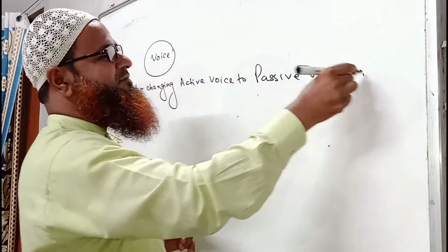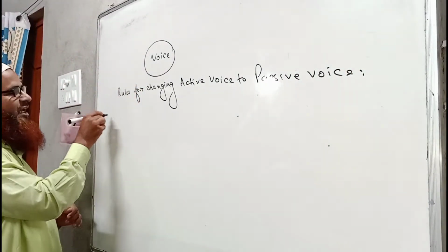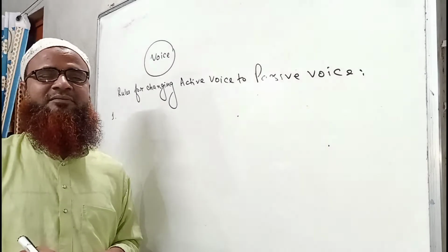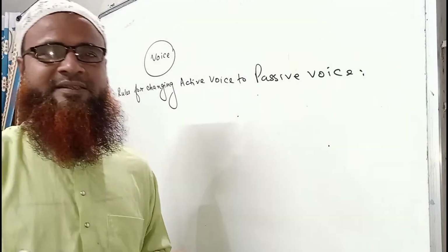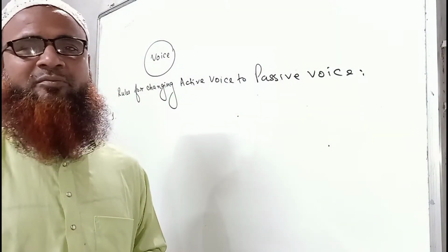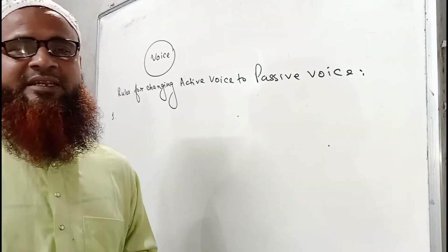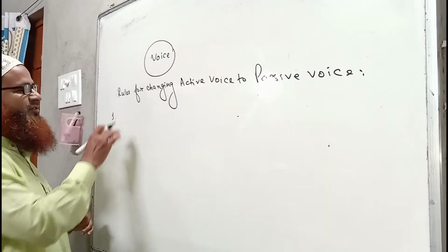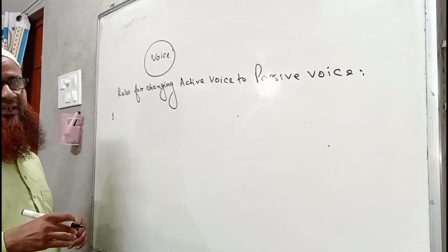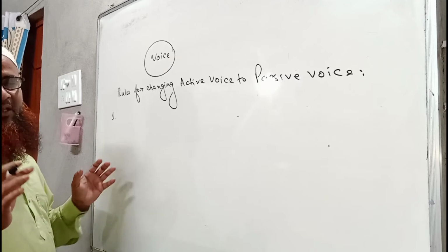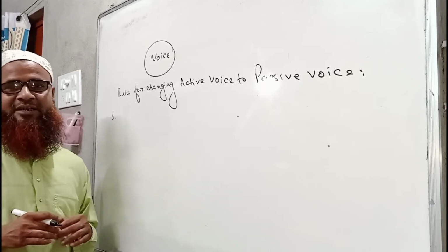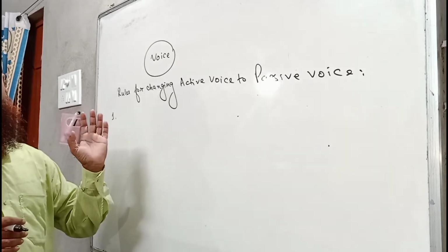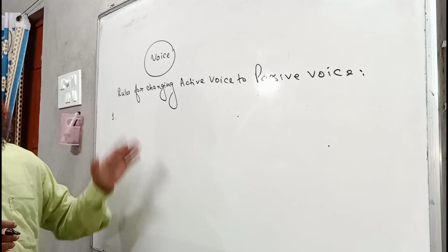So number one, we have to know that only a transitive verb, that means a verb that has an object, is changed into passive. This we must always remember. An intransitive verb can never be changed into passive voice. Okay, so the object of the given sentence, the sentence which has been given for changing from active to passive, we have to use as the subject in the passive voice sentence.